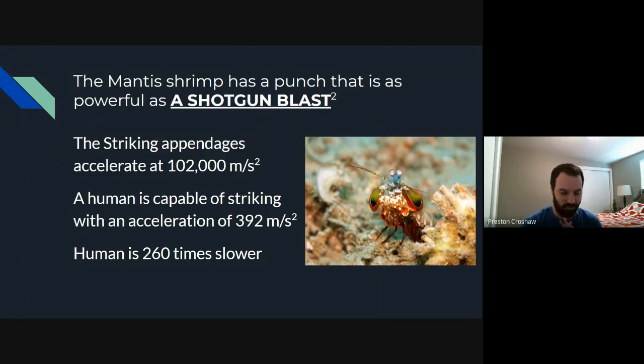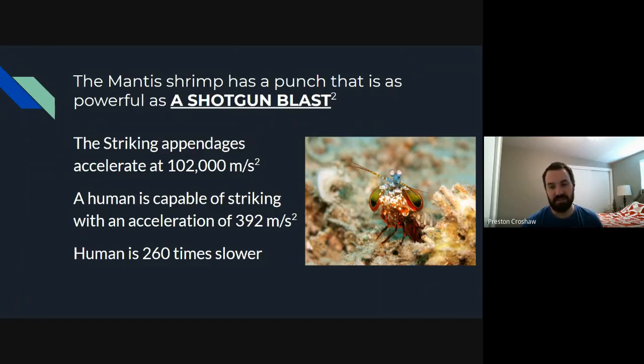That's really fast. The acceleration time is very, very short, so they don't get going all that fast. However, because it's moving so quickly over a short distance, it really makes that distance in a short amount of time. So in a fraction of a second, it can move its striking appendages very, very quickly.